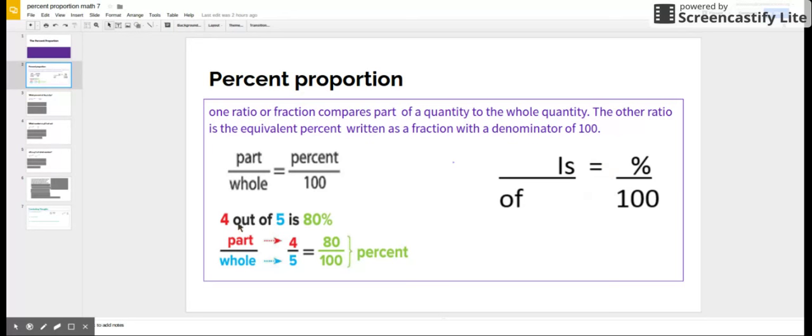So if you see here, it says 4 out of 5 is 80%. So the percent right here would go up here. 4 out of 5, so 5 is going to go here, and 4 is going to go at the top. So 4 is 80% of 5. That's how that would be read.